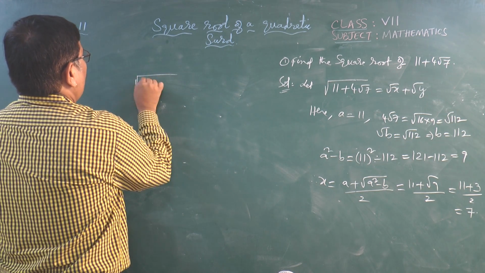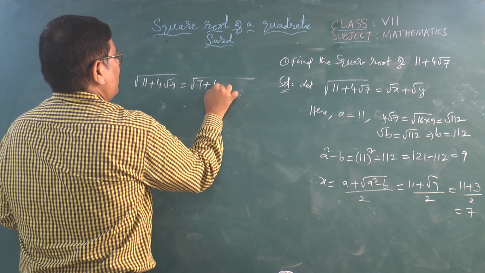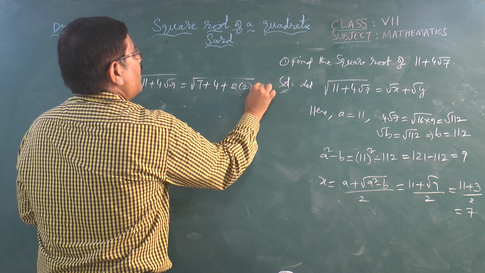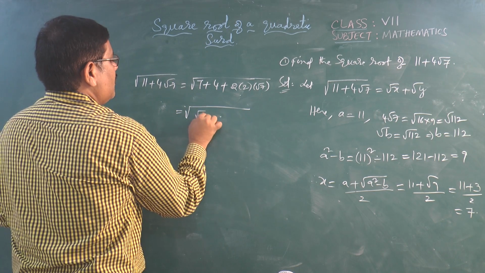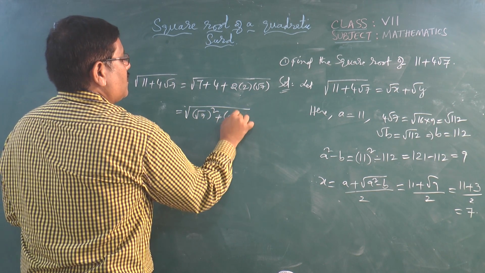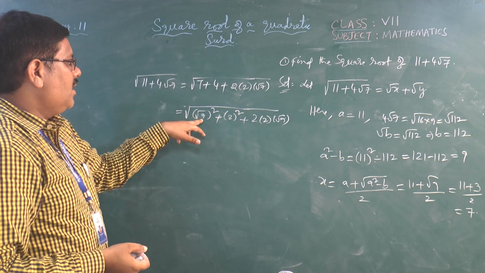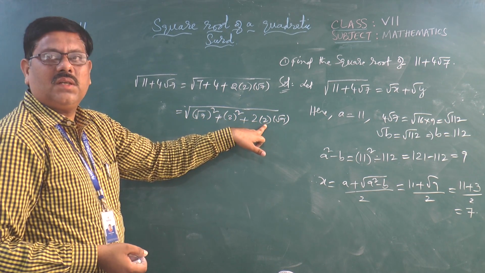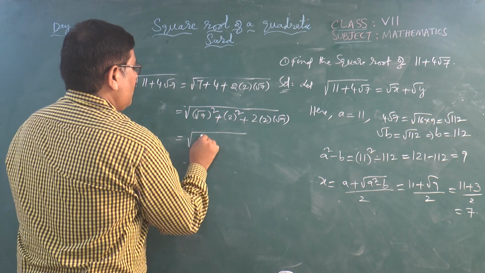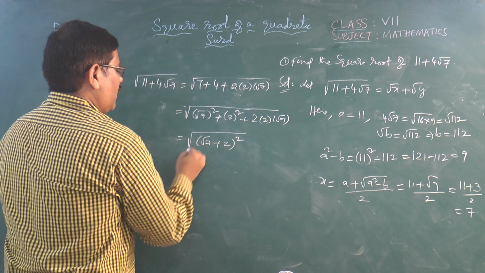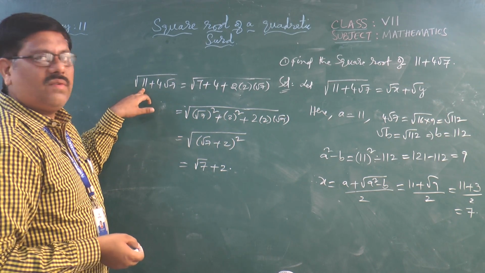Whenever you have root over 11 plus 4 root 7, we can split it in this way. 11 we can write as 7 plus 4, and 4 root 7 we can write as 2 times root 7. If you look at that, 7 can be written as root 7 whole square, and 4 can be written as 2 square, and then 2 times root 7. If you look at this, it is something like a square plus b square plus 2ab. It is nothing but the expanded form of a plus b whole square. So that is otherwise root over root 7 plus 2 whole square. Square and root cancel. Finally, you have the result as root 7 plus 2. This is another method of solving the square root of 11 plus 4 root 7.